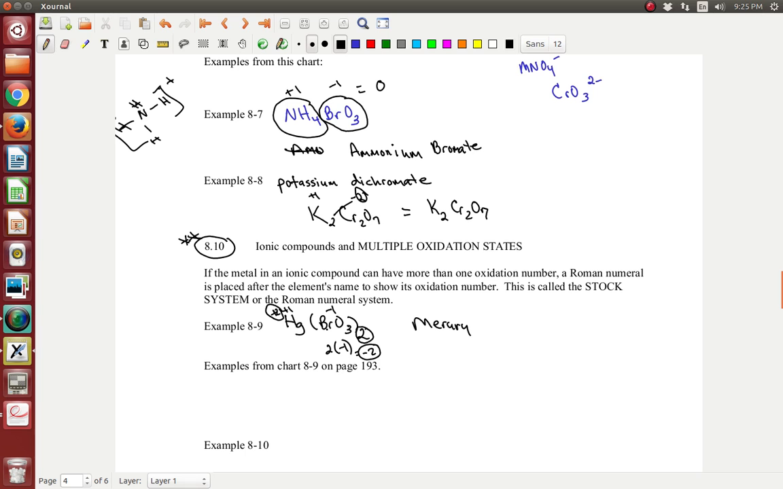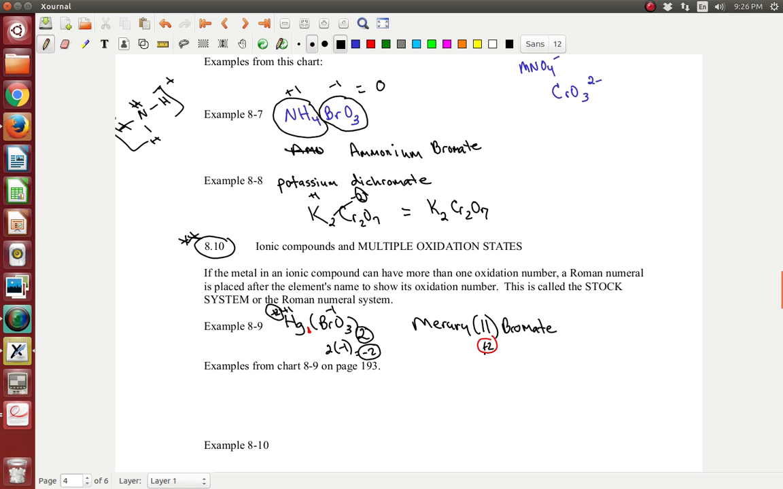The first element, the cation, has two possibilities. I have to tell you which one to use. We're going to do mercury, and you put the charge that you're going to use in parentheses as a Roman numeral, mercury (II). This means use the +2 charge. That's what it means. It does not mean there are two mercury atoms. Look, there's not two mercury atoms. There's only one. This means use the +2 charge. Mercury(II) bromate. That's the name of this thing. These numbers tell you the charge, not how many atoms.